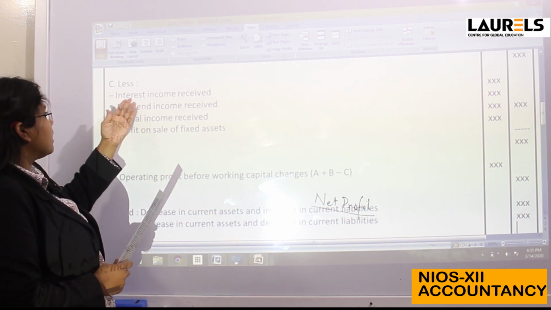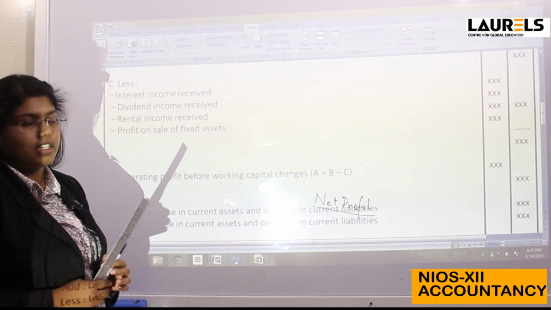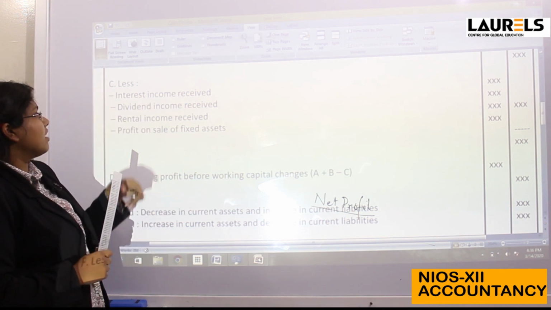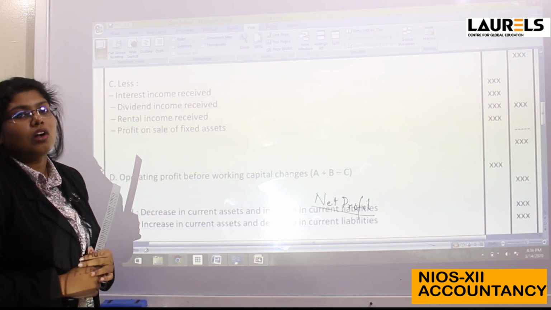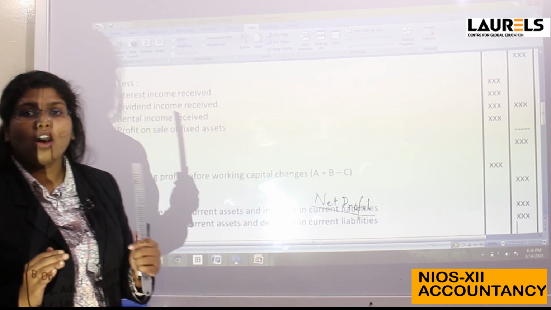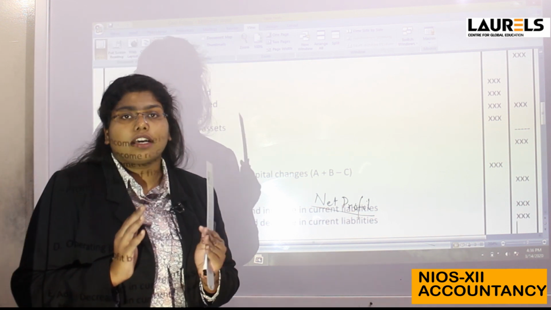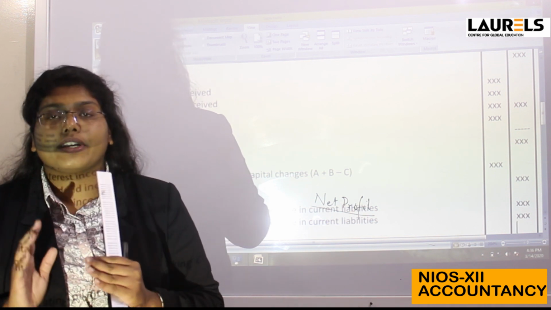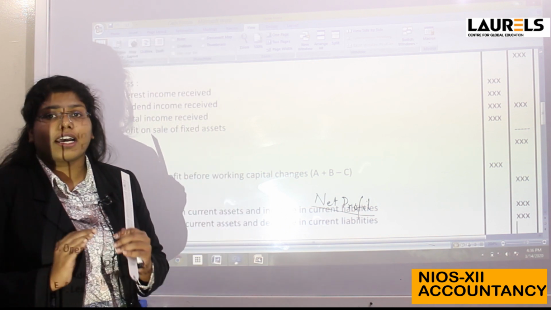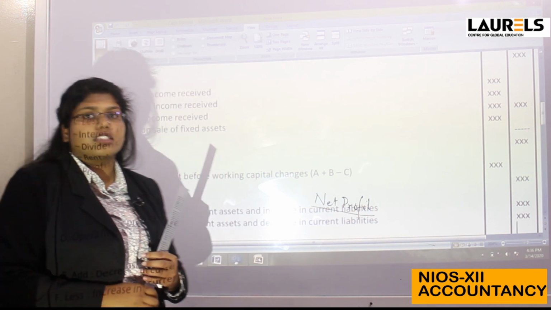Now, if you see interest income and dividend income, they are definitely cash items, but they are not operating items. They are usually the income from your investments and your shares. So they are not operating items, and we remove those also. We remove non-cash and non-operating items, and we take only cash and operating items in our operating activities.